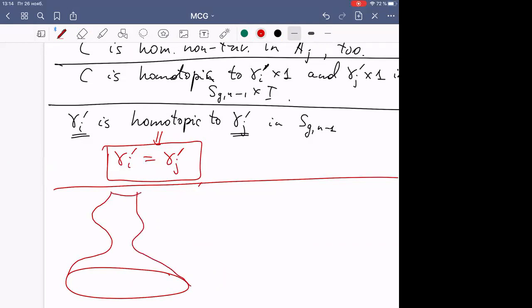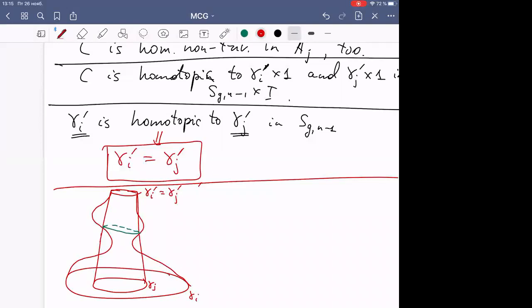This is one of the annuli. Actually, the situation is like that. It is another annulus. So this one is gamma I, this one is gamma J, this one is gamma I prime equals gamma J prime. And here we have this unwanted intersection, which is essential in both cylinders. So what to do if we have the following situation?